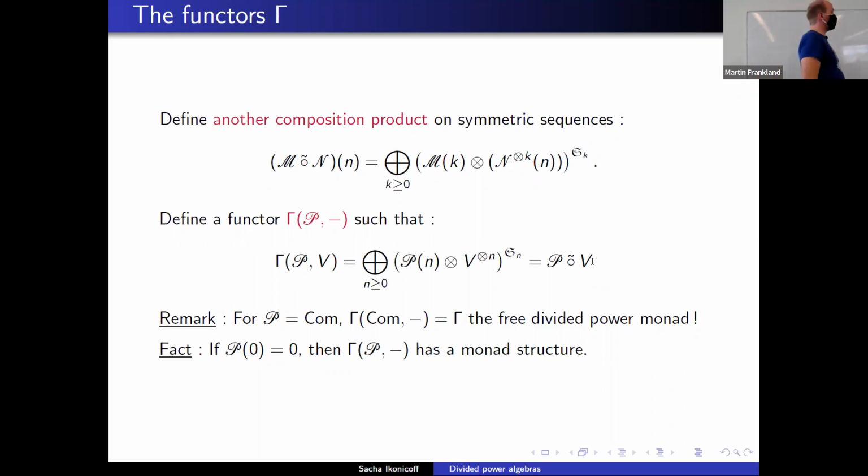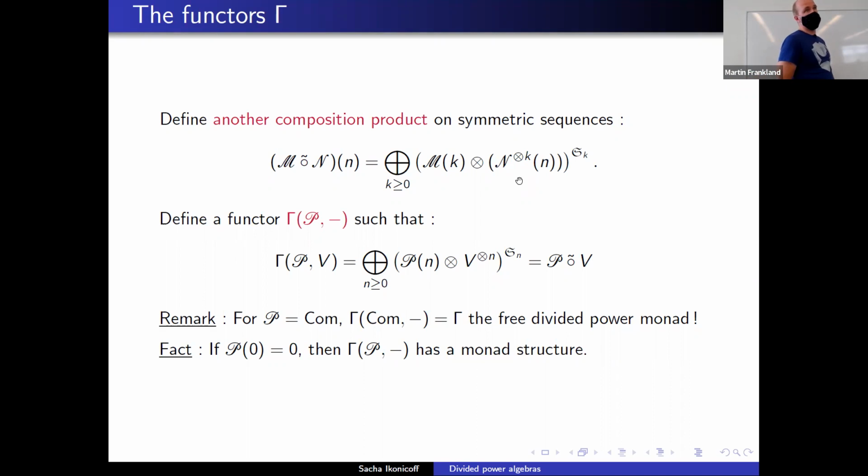Sorry, Sacha? Yeah. In the top displayed equation, you said that you're looking at the diagonal action by sigma k. Yeah. And you take the invariants. Yeah, that's it. So it's the diagonal action here on M_k and here on the kth tensor power. Oh, so you're saying that's a monad on vector spaces. Yeah. So P tilde circle V is another vector space. Exactly.